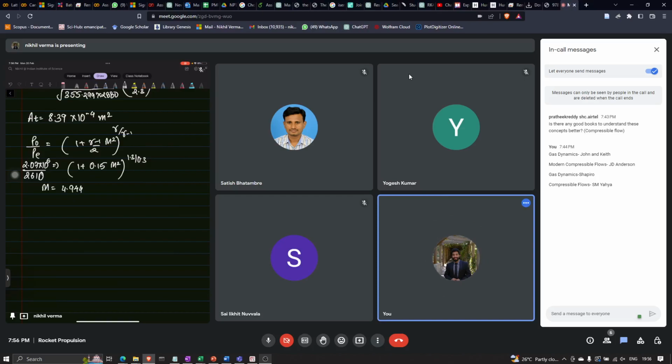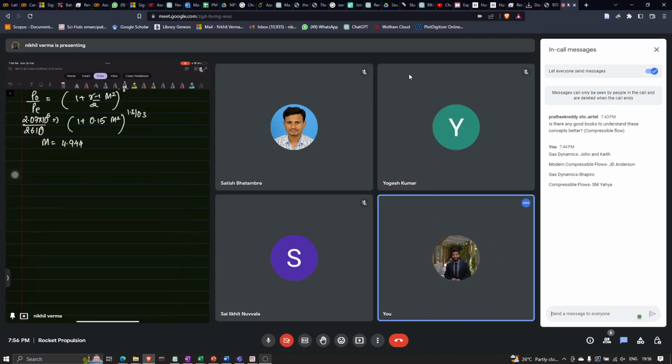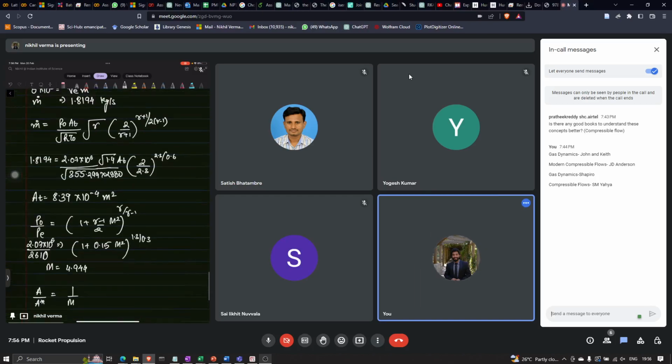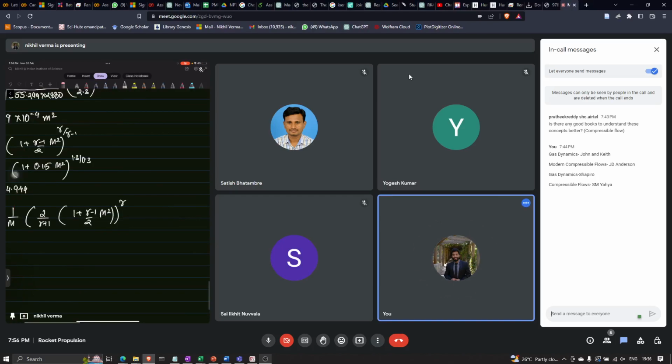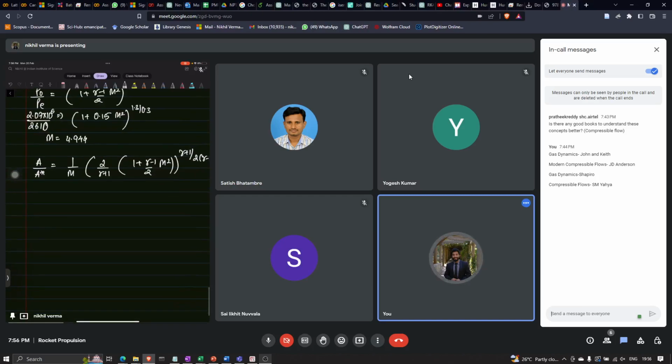4.944. Now you can use this relation: A by A star is equal to 1 by M, into 2 by gamma plus 1, into (1 plus (gamma minus 1) by 2 M square), to the power (gamma plus 1) by 2 times (gamma minus 1). From here you can calculate the exit area.